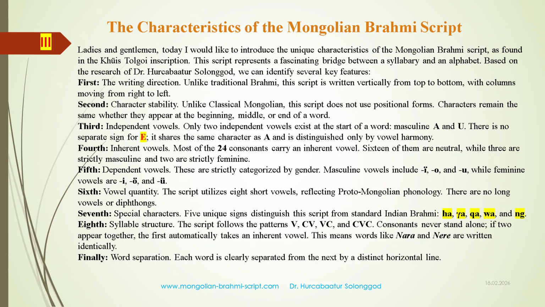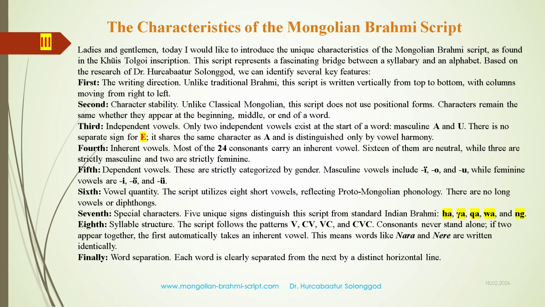Fourth, inherent vowels. Most of the 24 consonants carry an inherent vowel. 16 of them are neutral, while 3 are strictly masculine and 2 are strictly feminine. Fifth, dependent vowels. These are strictly categorized by gender. Masculine vowels include I, O, and U, while feminine vowels are I, O, and U.